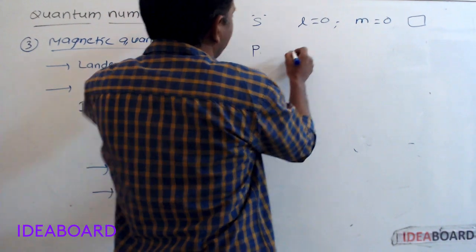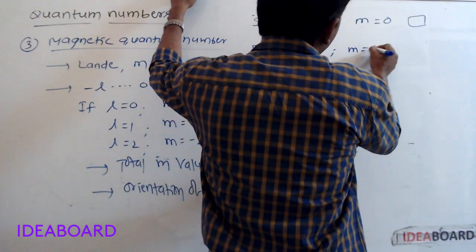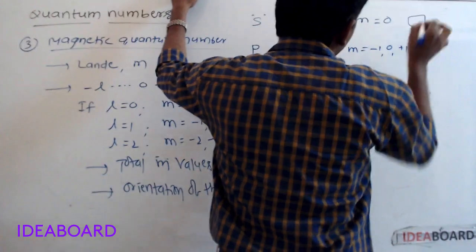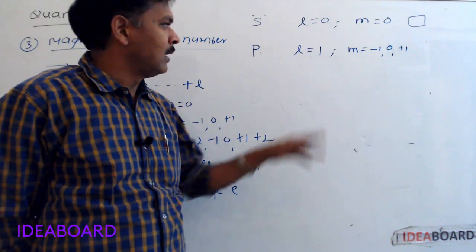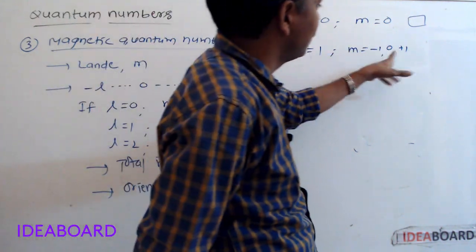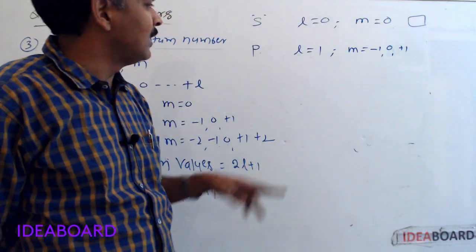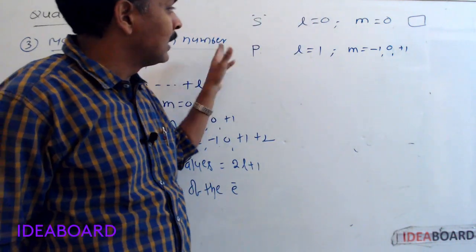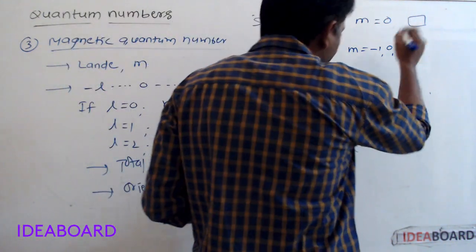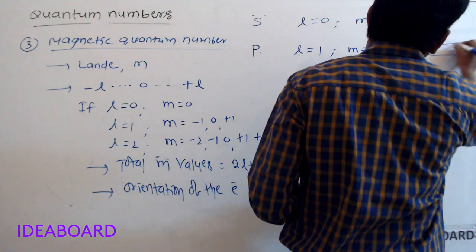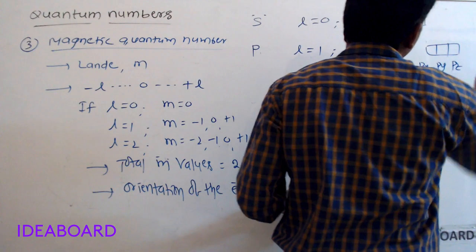For p subshell, L is equal to 1. L equal to 1 means m values are minus 1, 0, plus 1. Three values are there. It indicates that in a magnetic field, the p subshell shows 3 orientations. It indicates that the p subshell contains 3 orbitals. They are px, py, pz.